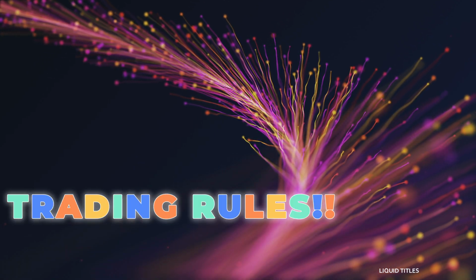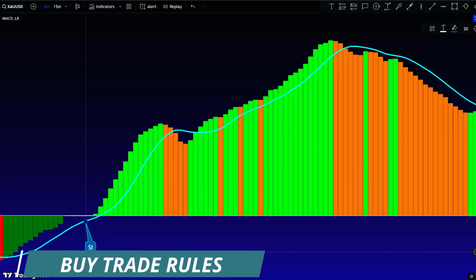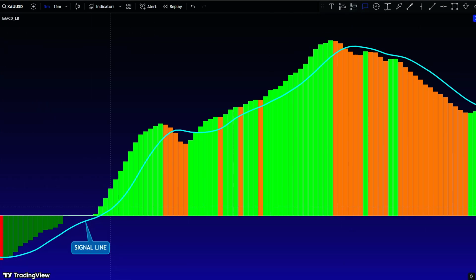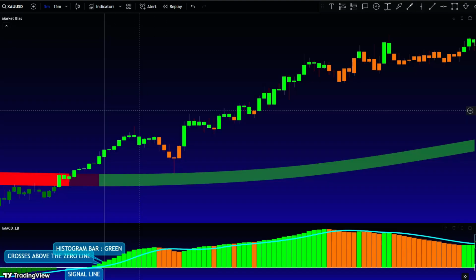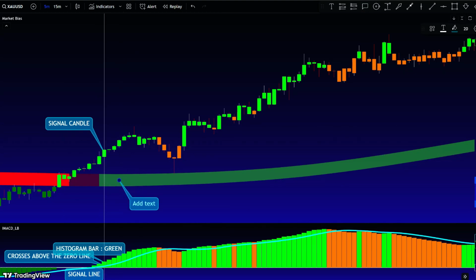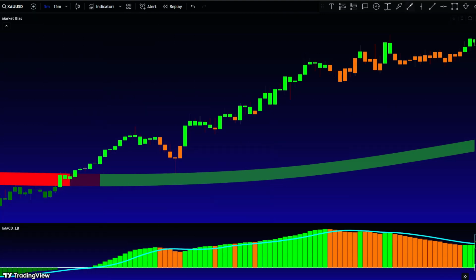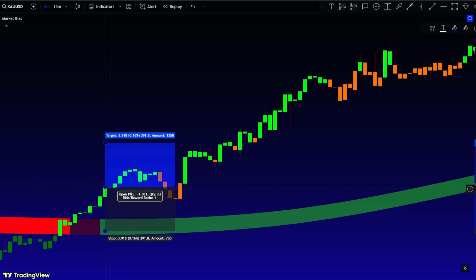Keep your eyes peeled for when its signal line hops over the zero line and the histogram bar turns a lovely shade of green. This could be your chance to buy in. Now, how do we know which candle gives you the exact signal? Just draw a vertical line where the crossover happens. Next up, check if the closing price of the signal candle is above the bright green market bias line. If it is, that's a solid sign that the market has got a strong uptrend and it's time to open the buy trade.